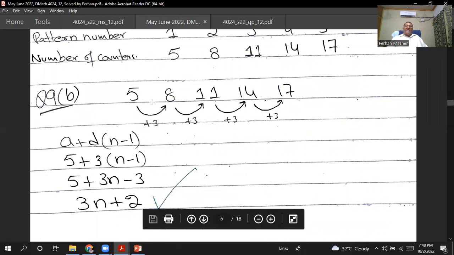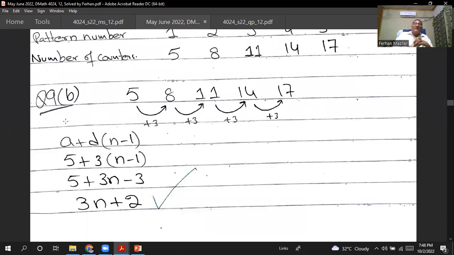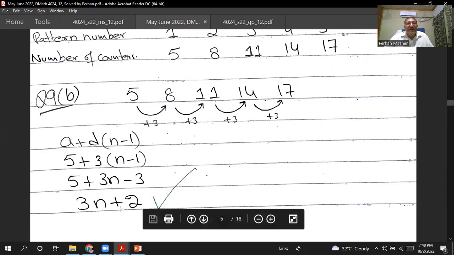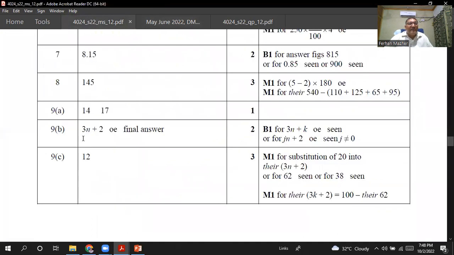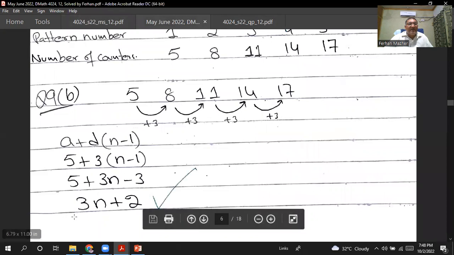So we call it an arithmetic sequence, and you can find its nth term by this formula, a plus d bracket n minus 1 bracket close. Here a stands for the first term in the sequence, and d stands for the common difference, which is here plus 3. So 5 plus 3 bracket n minus 1, it will be 5 plus 3n minus 3, so it will be 3n plus 2. So that's the nth term of this sequence. So that is question number 9, part B. 3n plus 2 is the right answer. Our answer is also 3n plus 2.